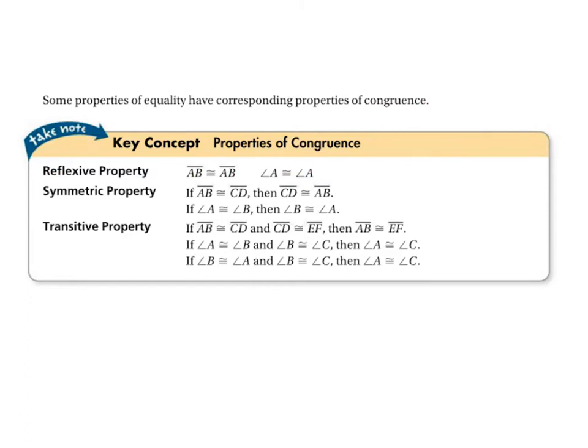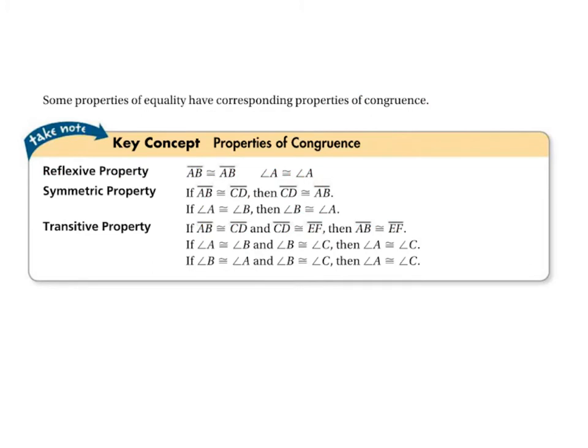Symmetric property, if segment AB is congruent to segment CD, then symmetrically we can switch their position and that's still true. Same thing for angles as segments, okay? And transitive property, if this segment is congruent to this segment and this segment is congruent to this segment, then this first segment is congruent to that segment. Yep. And it works the same for angles.